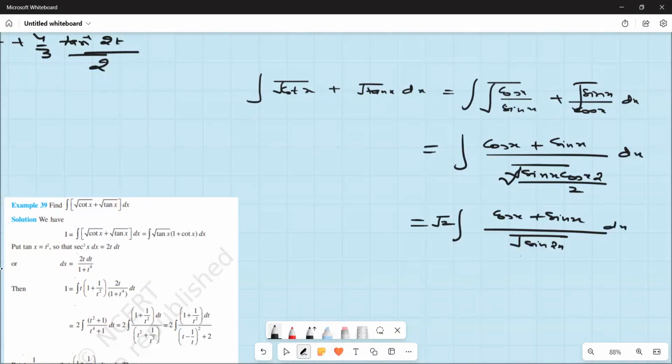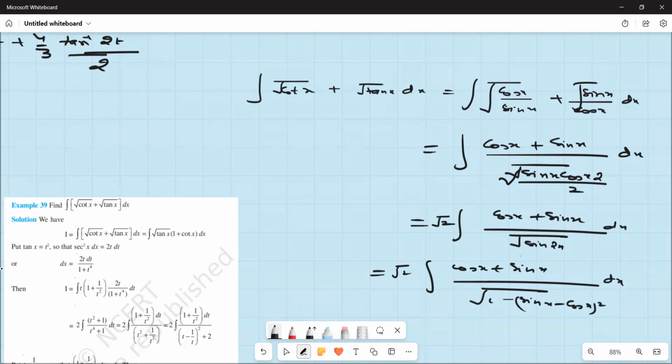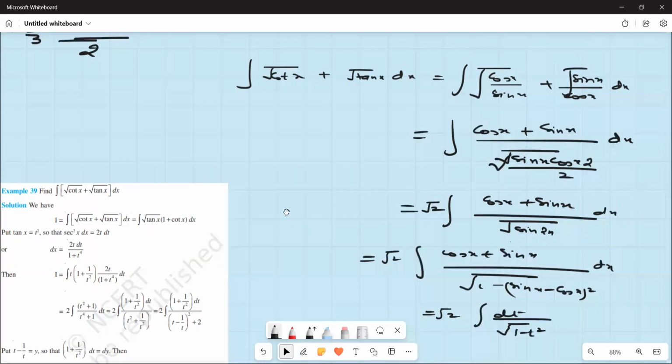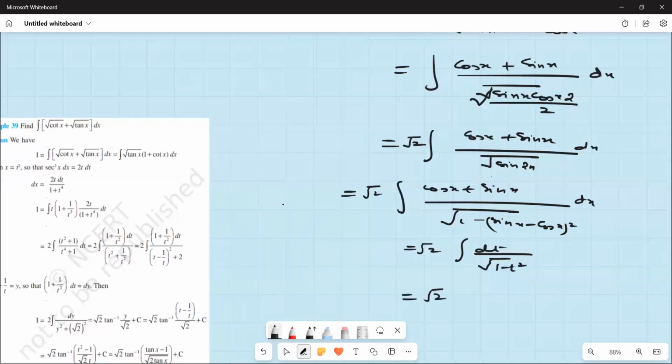So what will you do now? Root 2 into cos x plus sin x, and this is written as 1 minus sin x minus cos x whole square. Use t and dt. So root 2 dt upon 1 minus t square, which is sin inverse t. So your question has become so simple. Root 2 sin inverse t, which is equal to root 2 sin inverse of sin x minus cos x. This is the answer, plus C.